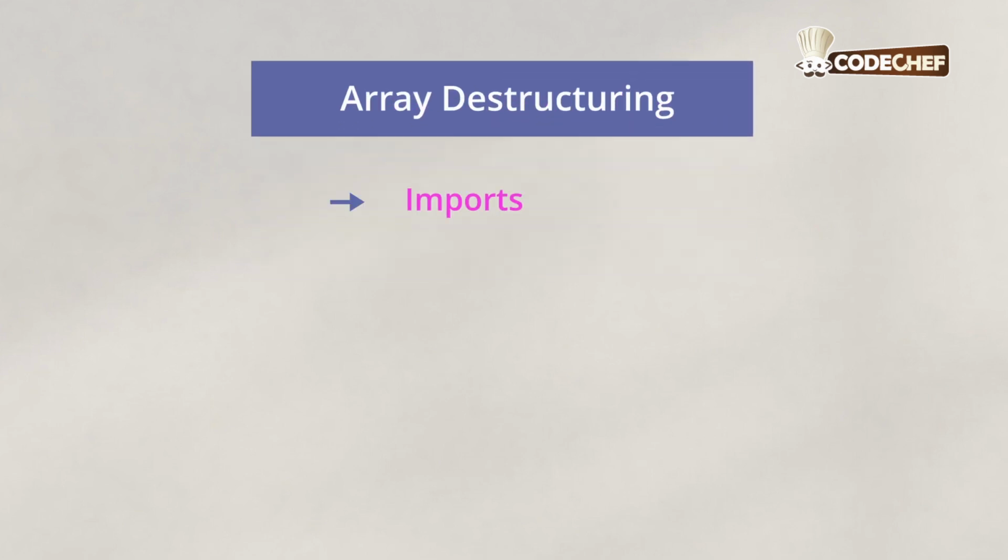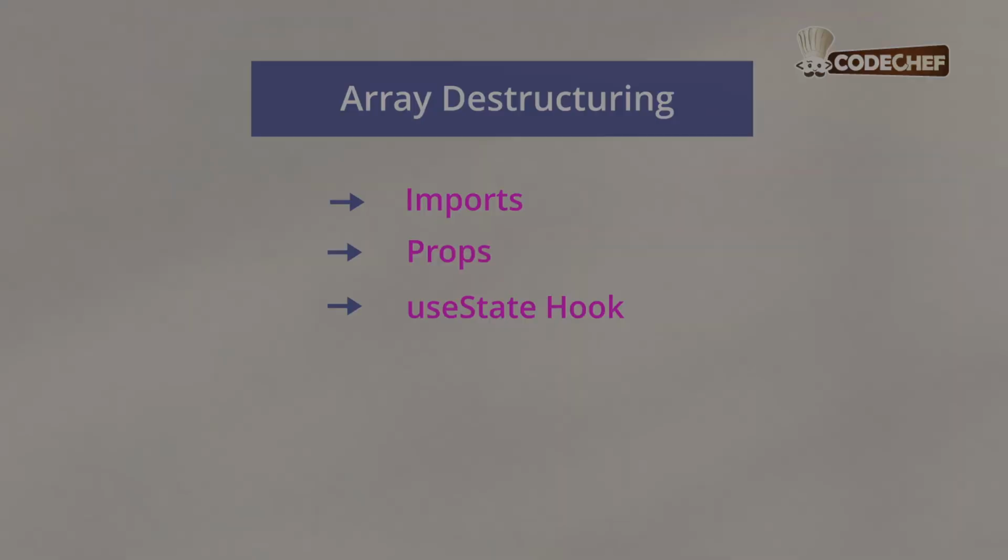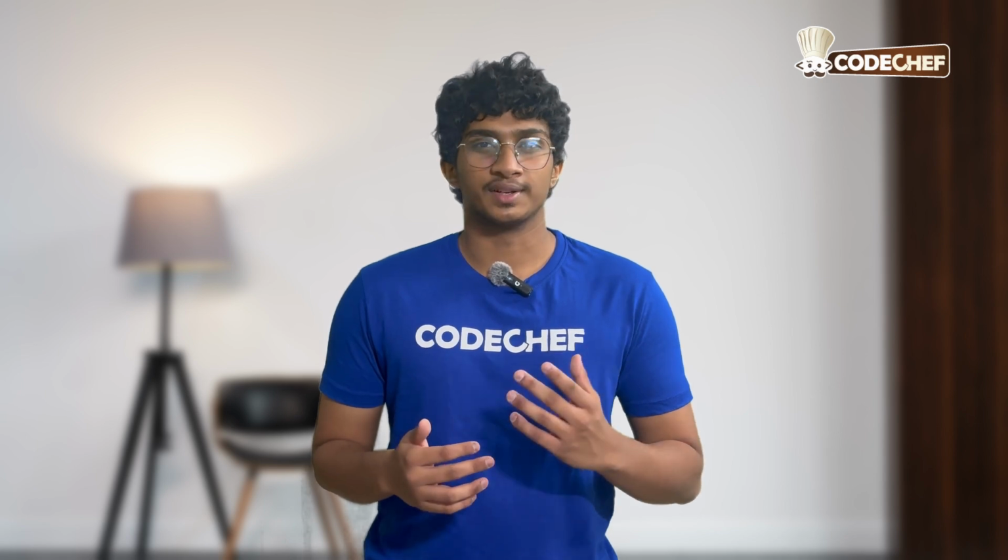Destructuring in React. React uses destructuring everywhere. We use it while importing features, accessing props and components, and working with hooks like useState. Understanding destructuring makes reading and writing React code much easier. Even though destructuring in JavaScript is a simple concept, it changes entirely how React code is written.